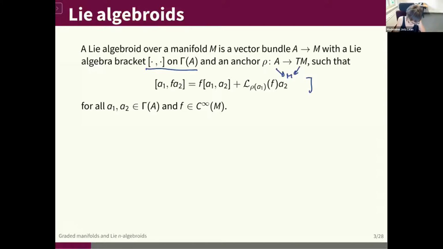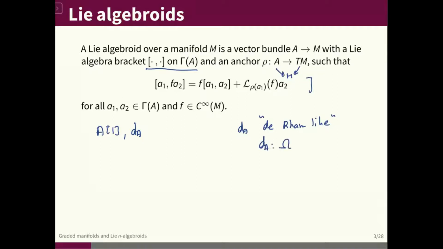So if we have that, we consider the 1-manifold A[1], and we equip it with the Rham-like differential operator. I don't want to write the definition, you can ask me later, but it's defined like the de Rham differential; in the case where A is TM, it is the de Rham differential. It goes from forms on A to forms on A one degree higher, so it has degree 1.